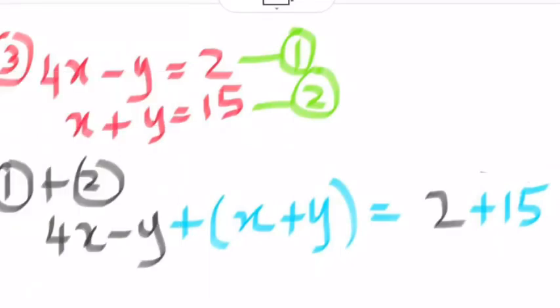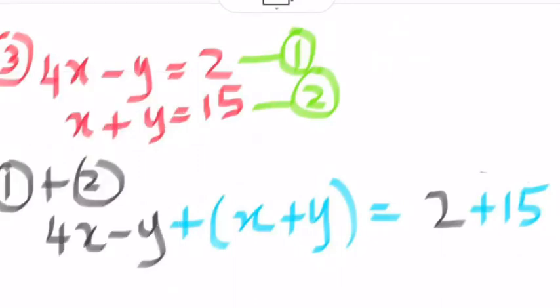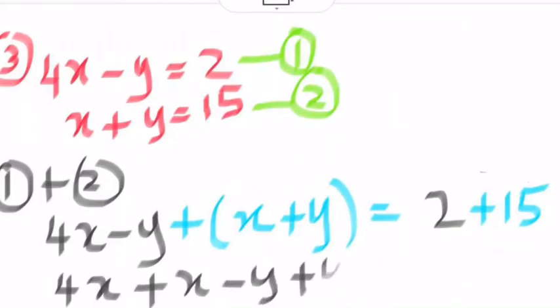Okay, yang hitam tu is the first equation. Yang biru is the second equation. Okay, so we plus or we add the two equations. Then you group the like terms. Now we can group the like terms. 4x plus x minus y plus y equals 2 plus 15, is 17.